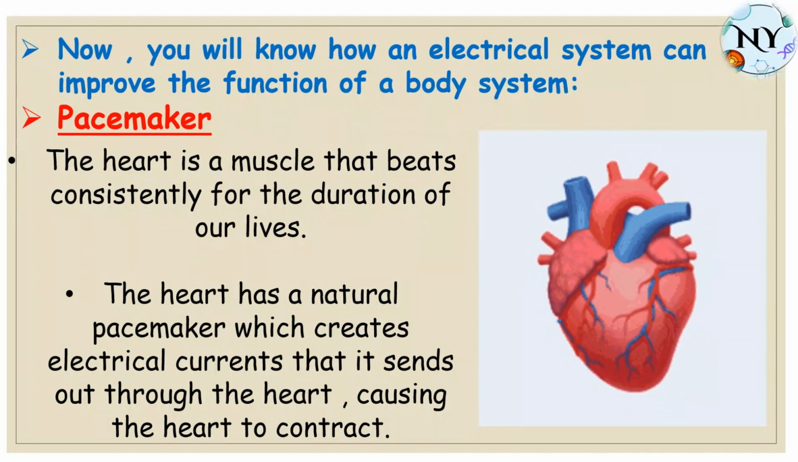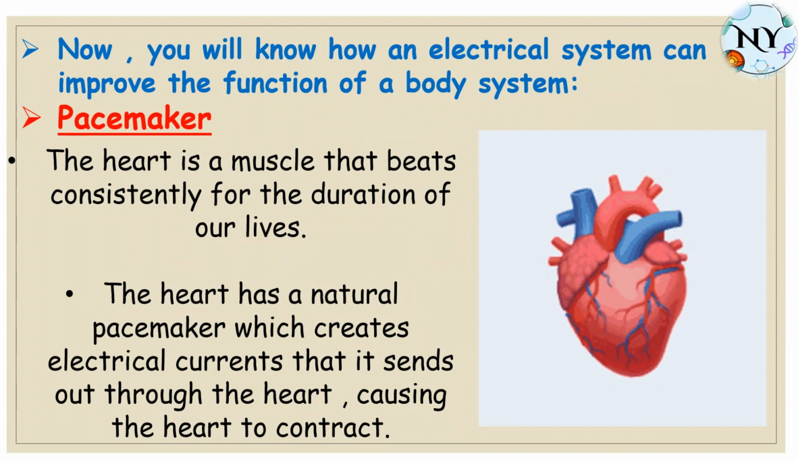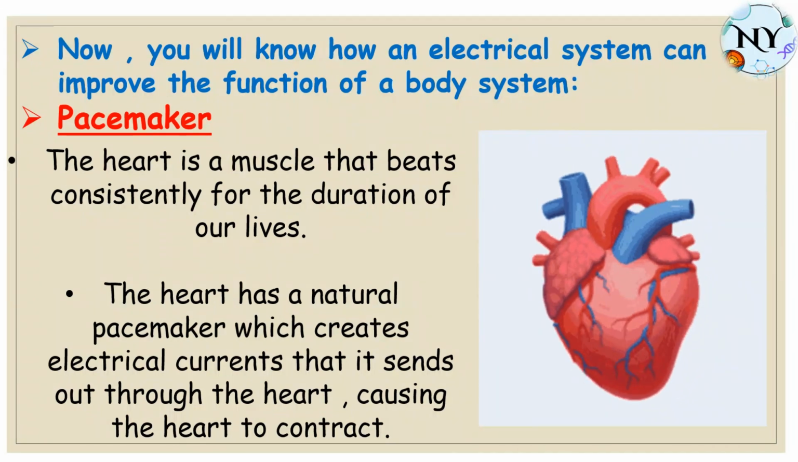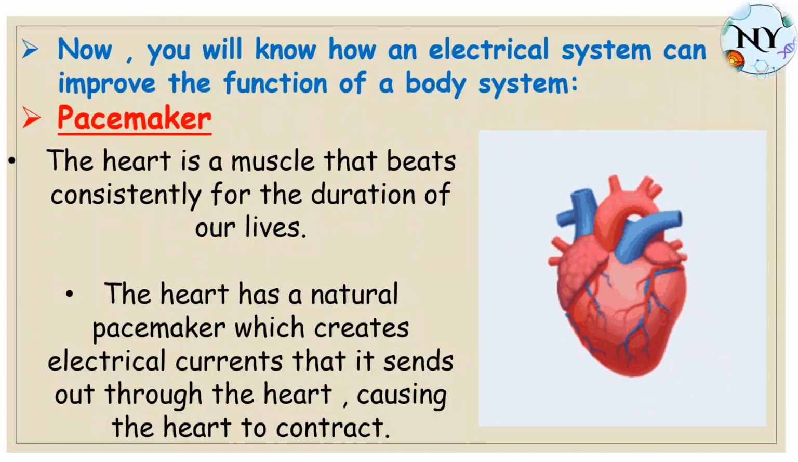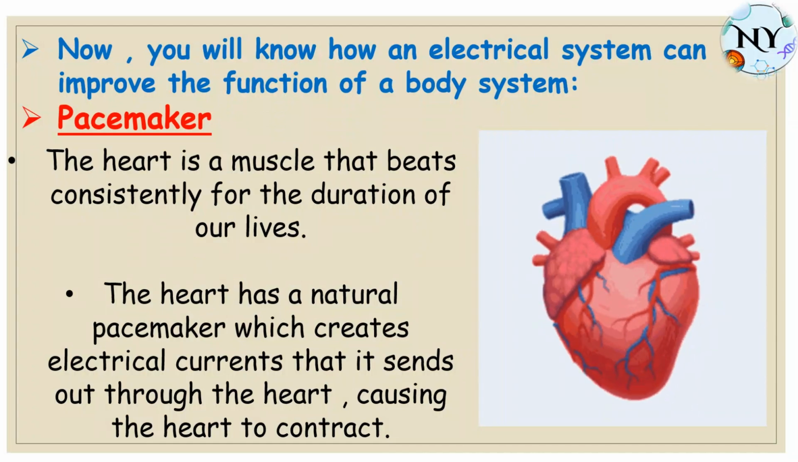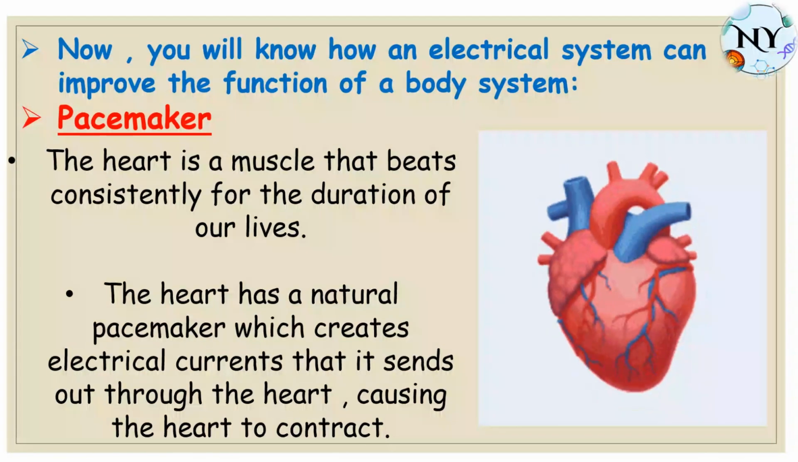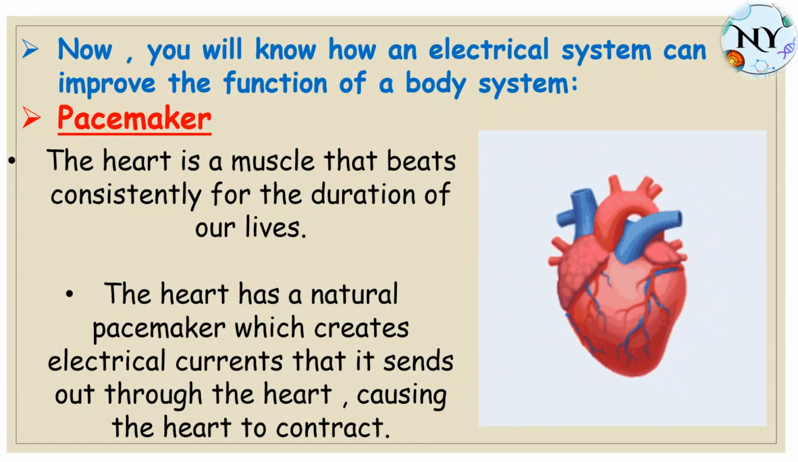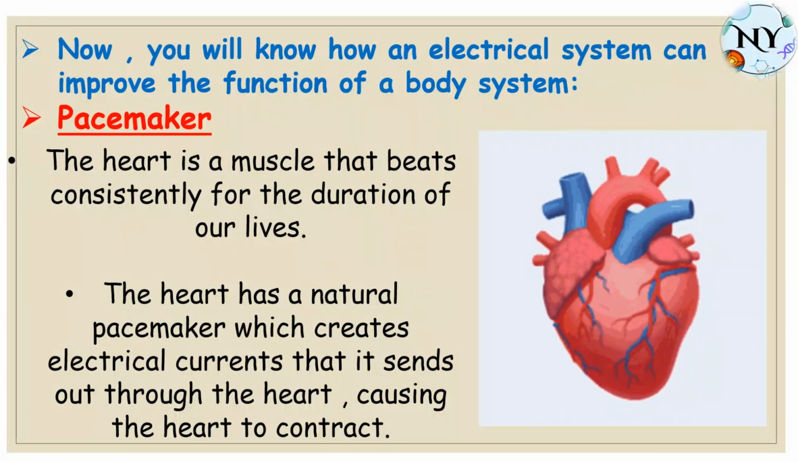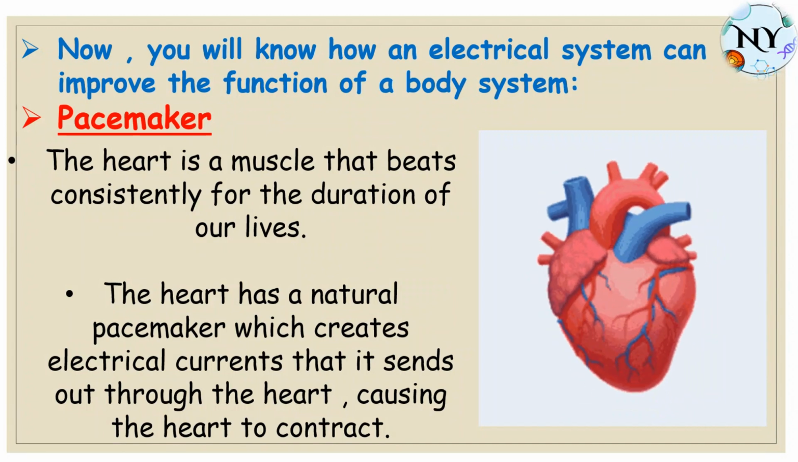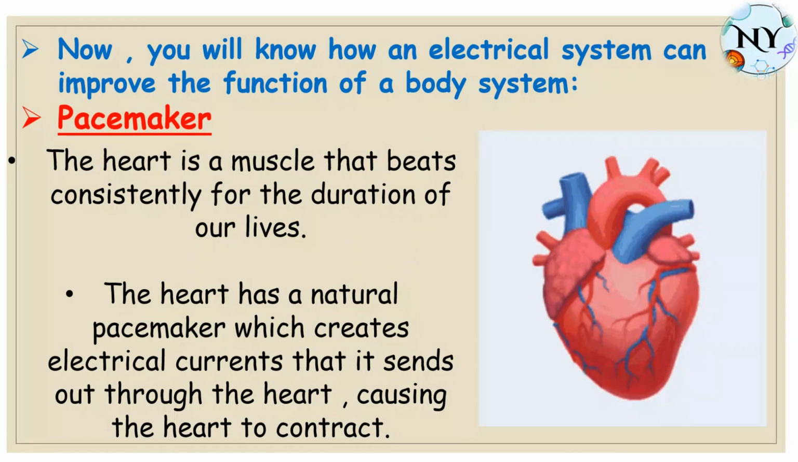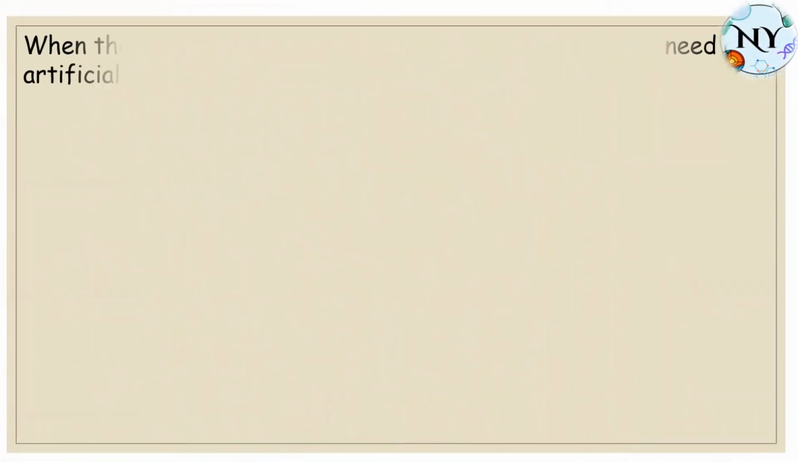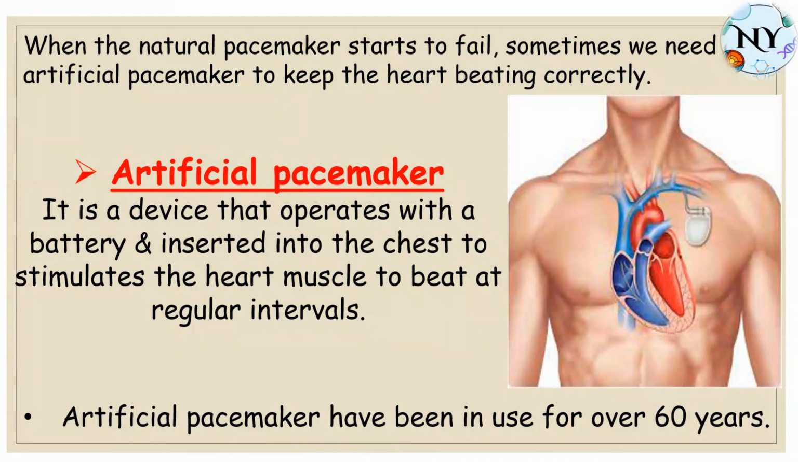But when people become elderly, the heart pumps a smaller amount of blood, or we can say the number of heartbeats decreases when they become elderly. So we need a device to help these people survive or to return the normal number of heartbeats again. So these people can use an artificial device which is called an artificial pacemaker.